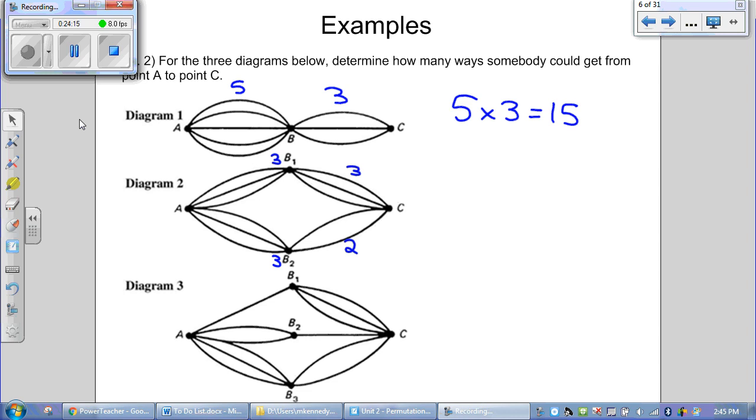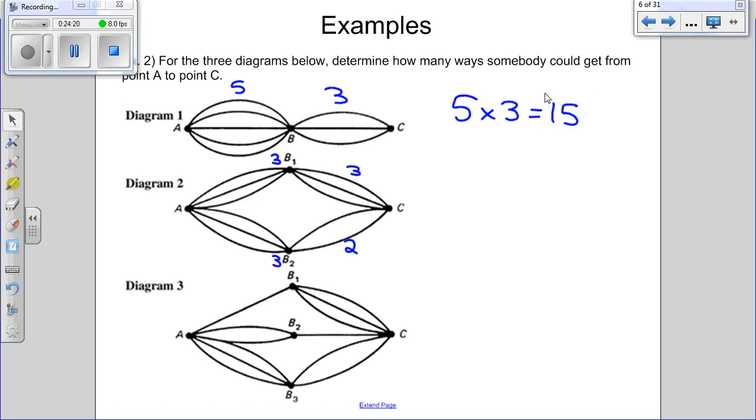Diagram 2. I've already labeled the top way, so there's 3 ways into B1, and then there's 3 ways from B1 to C. Along the bottom, there's 3 ways into B2, and then 2 ways into C. Before, what we were doing was we were multiplying our routes to figure out the total number. That's going to work in certain circumstances.